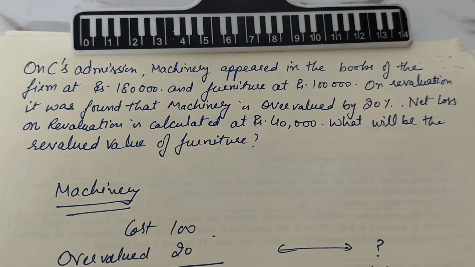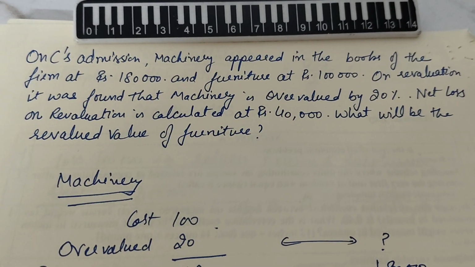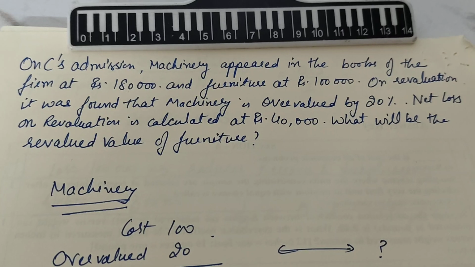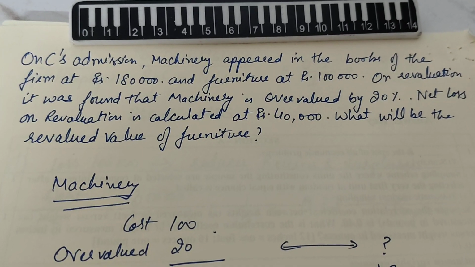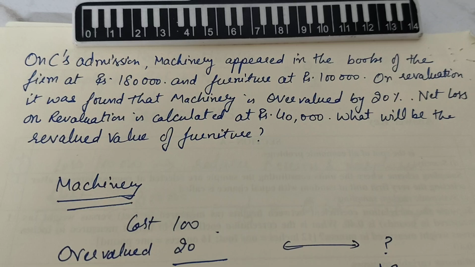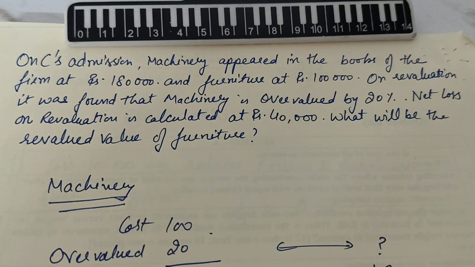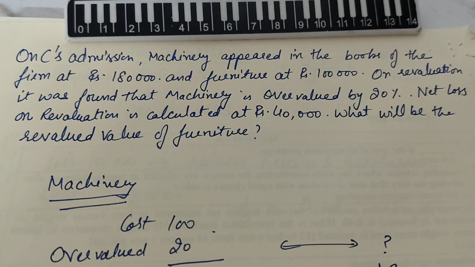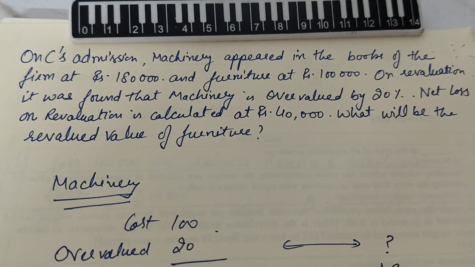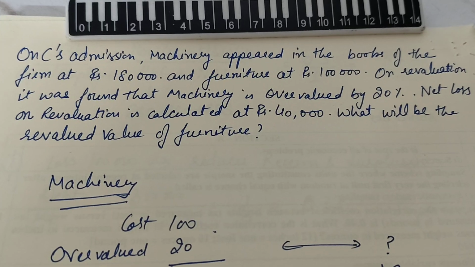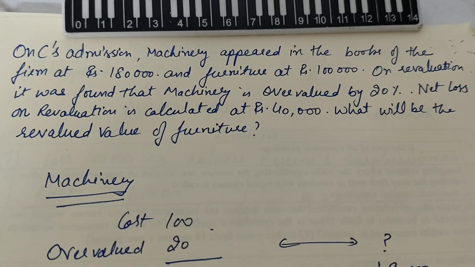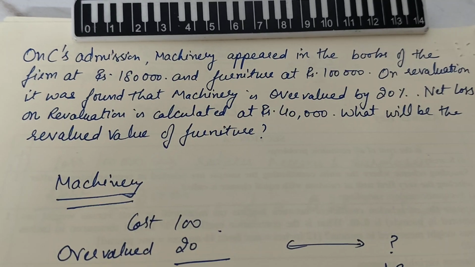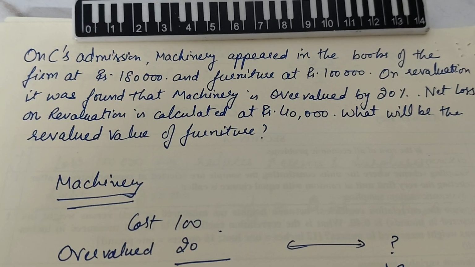Here in front of us there is one question that we'll solve today. It is a problem relating to the revaluation account. The situation given is that machinery was appearing in the books at 1,80,000 and furniture was appearing in the books at rupees 1 lakh. On revaluation, it was found that machinery is overvalued by 20% and the total loss on revaluation is given to us as 40,000. Now, what would be the revalued value of furniture is asked.